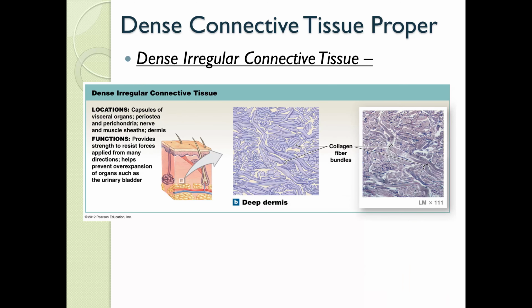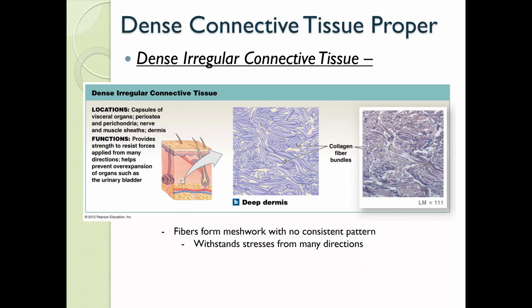And the last type of dense connective tissue is dense irregular connective tissue. You can find this in the capsules of your visceral organs, in the periostea and perichondria, in the sheaths or coverings of your nerves and muscles, and in your dermis, which is a layer of skin that underlies your epidermis. It functions to provide strength to resist forces applied from many directions, and it helps prevent overexpansion of organs such as the urinary bladder.